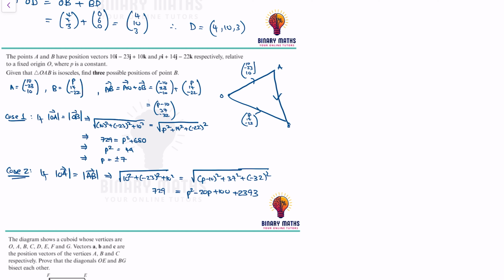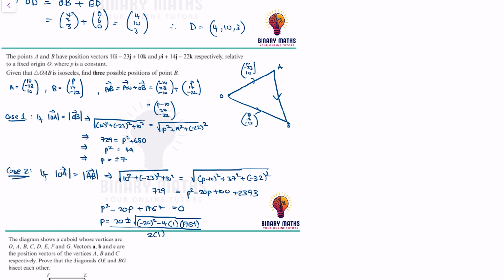If we take everything to the right hand side, I end up getting p squared minus 20p plus 1764 equal to 0, which means p is equal to, using the quadratic formula, 20 plus or minus the square root of (-20) squared minus 4 times 1 times 1764, all over 2 times 1.